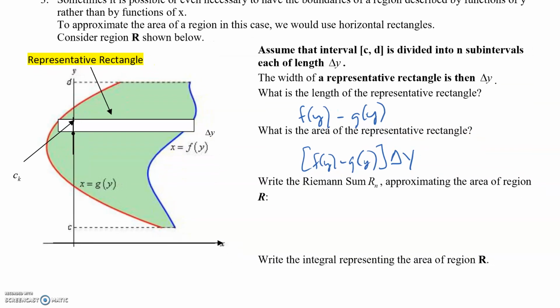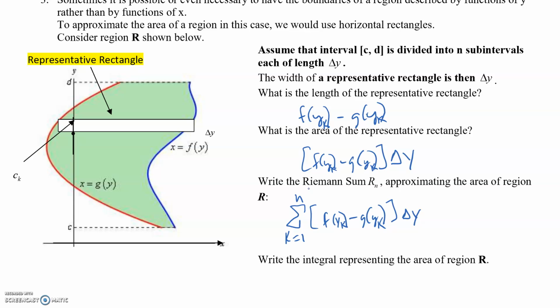So what does the Riemann sum look like for approximating the area? Here comes our summation notation. We're going to take the sum of the quantity f of y sub k minus g of y sub k, times delta y, and we're going to let k go from 1 to n. I forgot all the subscripts of k, sorry about that. And just as before, we've built, using summation notation, an expression that represents the Riemann sum that will approximate the area of this region shaded in green.